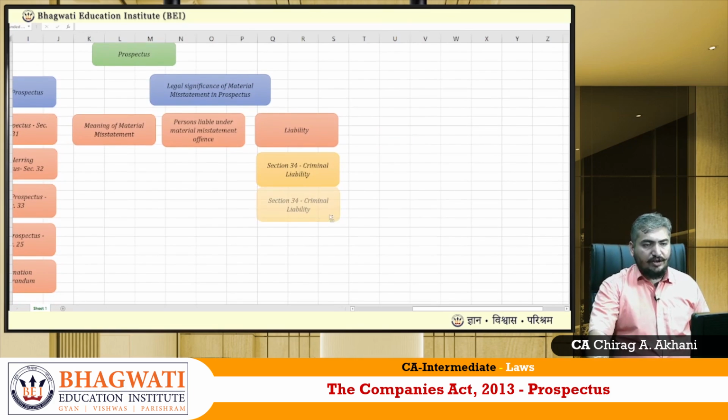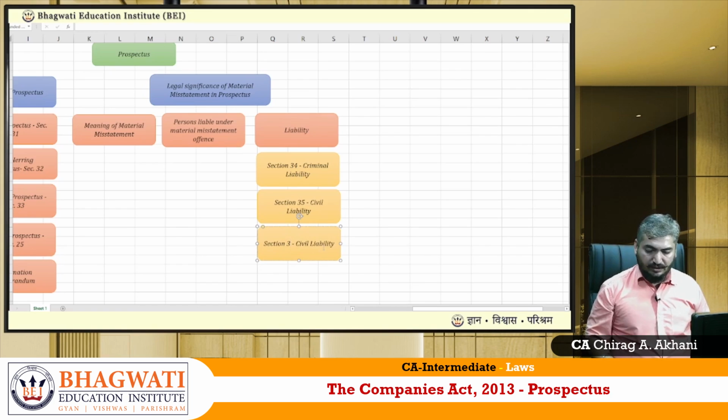We have one more section here, section 35. Section 35 is not a criminal liability, but it talks about what? Civil liability. After that we have section 36. Section 36 talks about liability in case of fraud.